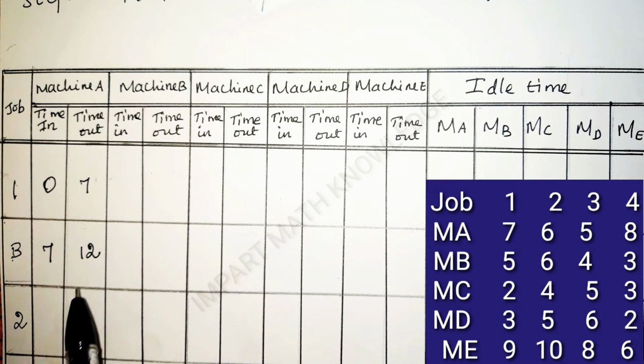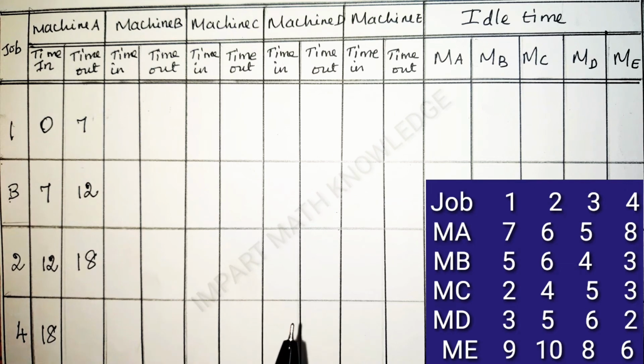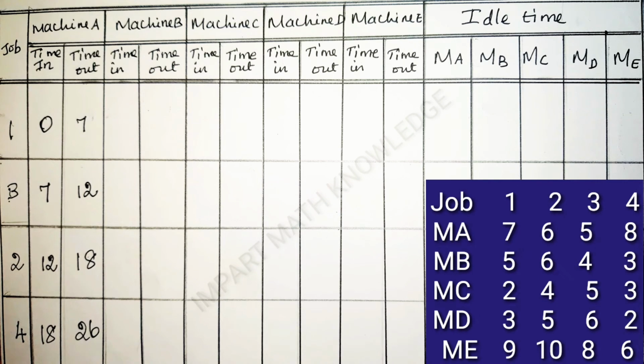For job 2, time in is 12. Processing time for job 2 on machine A is 6. So 12 plus 6 is equal to 18. For job 4, time in is 18. The processing time for job 4 on machine A is 8. So 18 plus 8 is equal to 26. For job 4, machine A, time in is 18, time out is 26. The time in and time out for machine A is over. Next we move on to machine B.